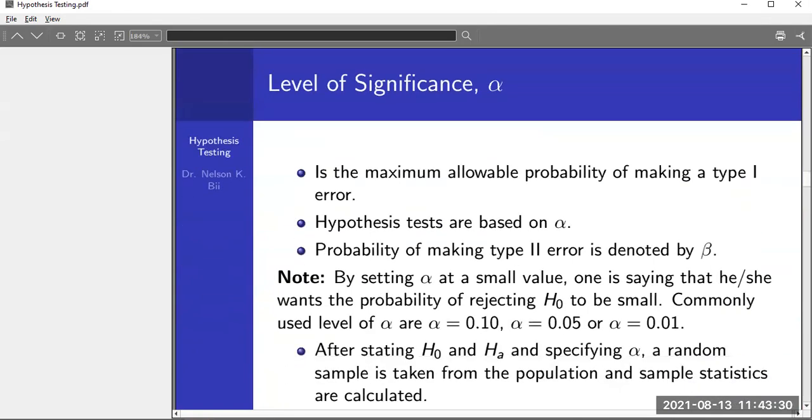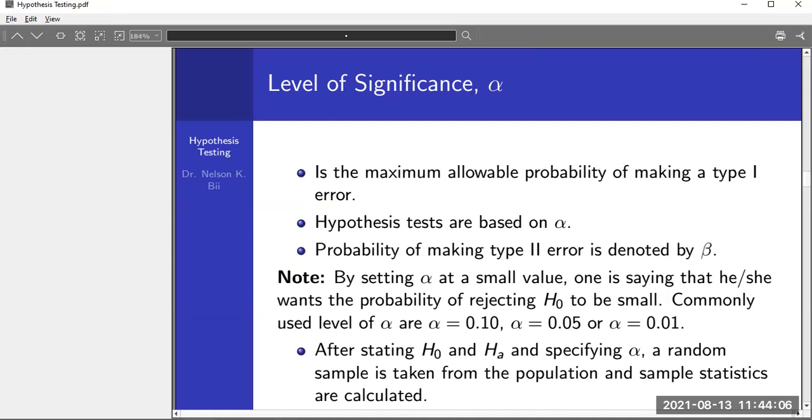So we have what we call the level of significance, that is alpha. In the context of hypothesis testing, the level of significance is the maximum allowable probability of making a type 1 error. That corresponds to the level of significance. Again, most of the time that is given. So we normally carry out the hypothesis testing based on the level of significance alpha.